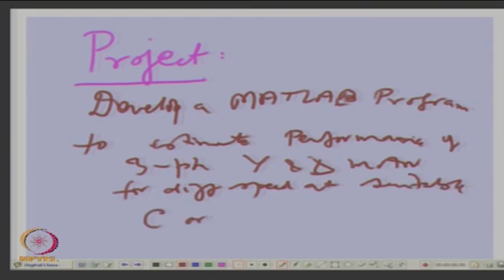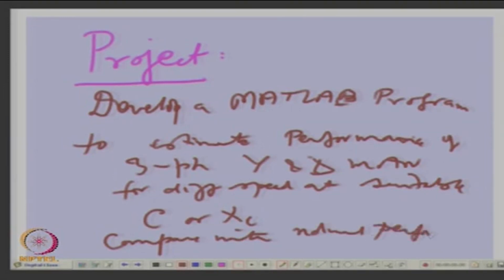suitable C or XC. Suitable C means you have to estimate which is the one which gives you the minimum, but again it will vary, is it not? So, you can take any machine parameters; in fact you can even take what is given in this paper also and try to get this performance. It will be interesting, okay, and then compare with normal performance. Right. One of your groups can take up this project. Is it clear to you?